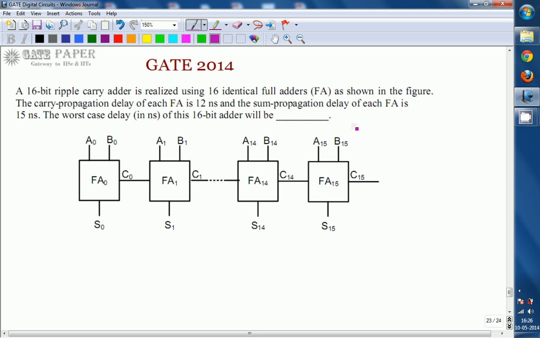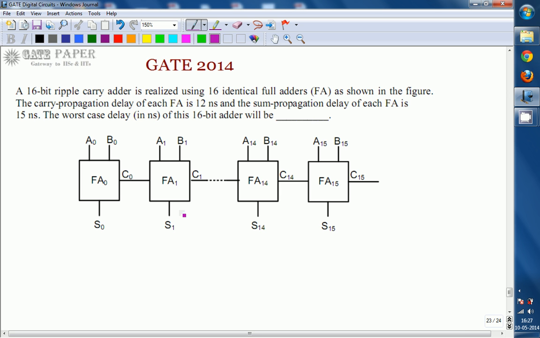What is the worst case delay of this 16-bit adder? That is nothing but the maximum amount of time you should wait to get the final result. Okay, this is a ripple carry adder. For that, we are going to calculate how much time it requires to get the final output, that is, after application of inputs, how much time does it need to get the final value.